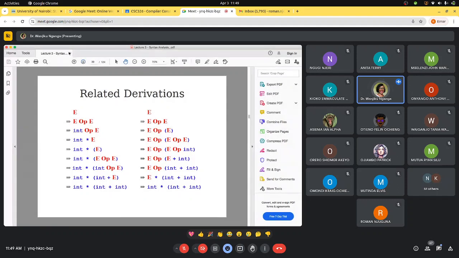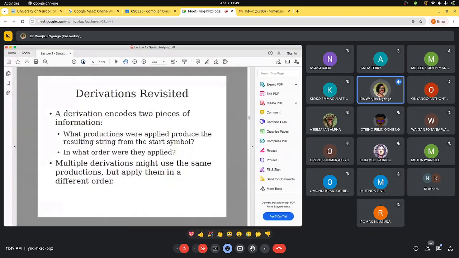So you can see this is the leftmost. We kept writing the leftmost, leftmost, leftmost. Here we've written the rightmost, rightmost, rightmost. And we would draw the tree for that. We end up having the tree is the same.